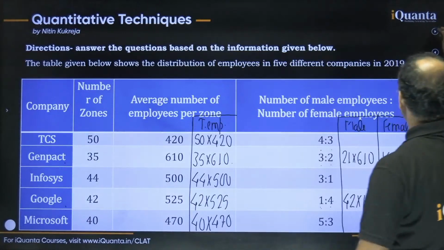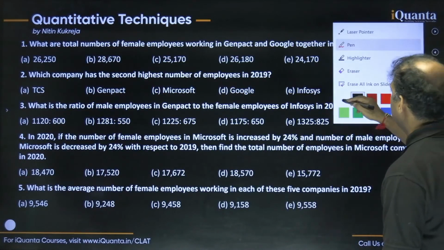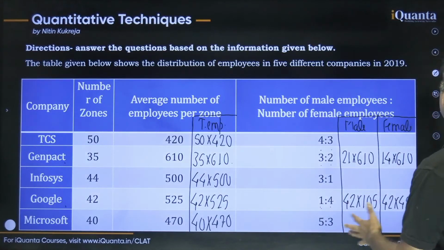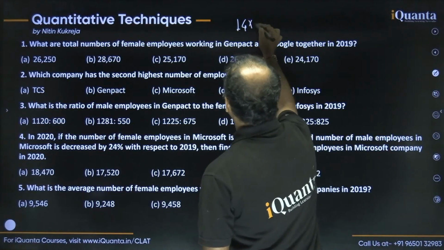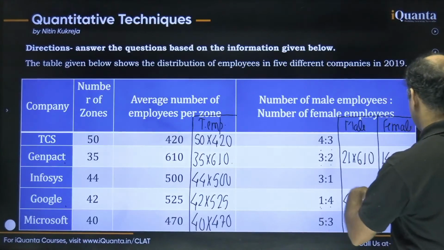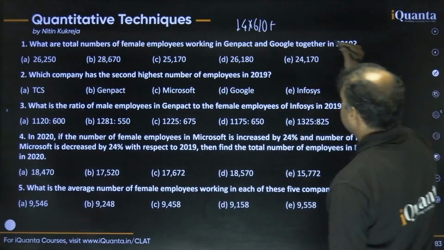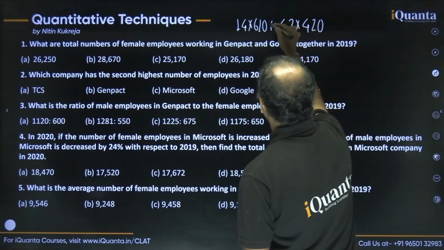The question is to find the total female employees in Genpact and Google, right? In Genpact we found the female employees: 14 into 610. I've not calculated it completely, but we'll do this soon. And for Google, we can say 42 into 420. Now, let's try to do the final calculation of this.